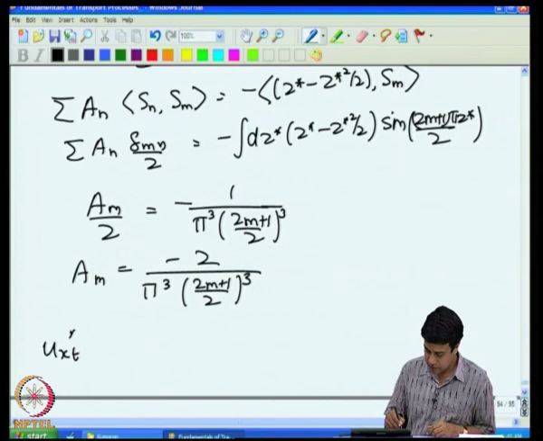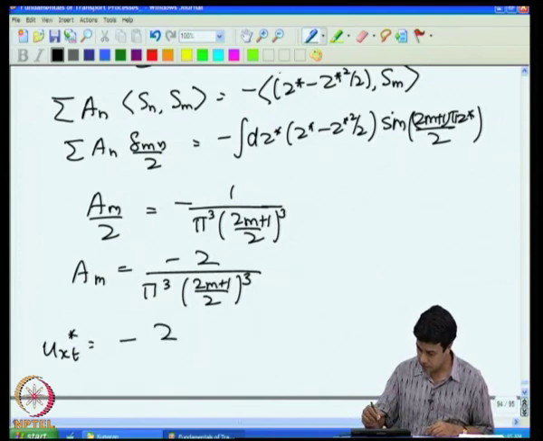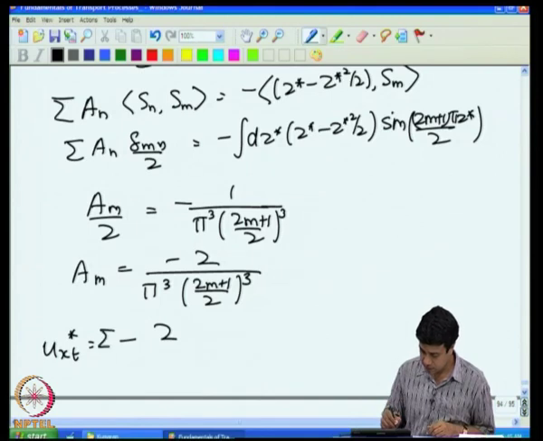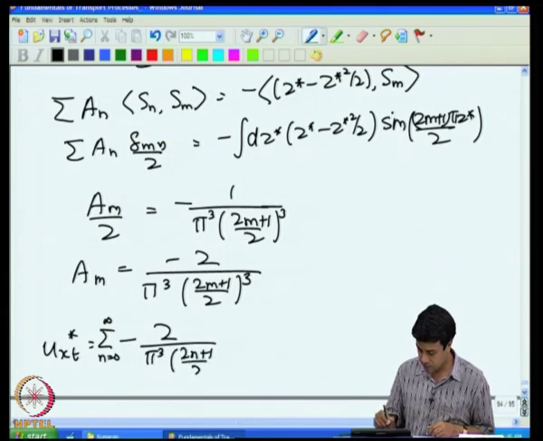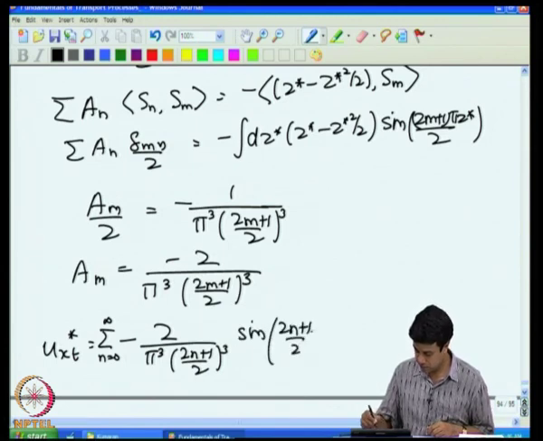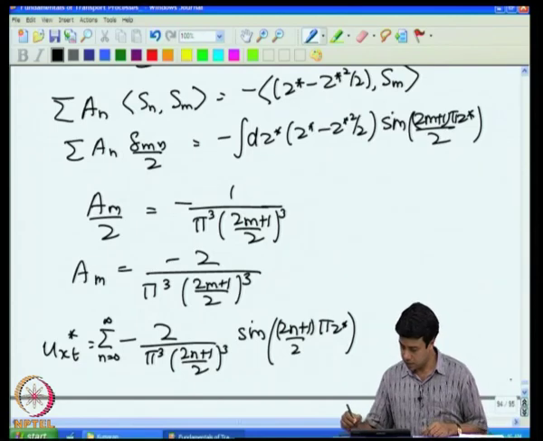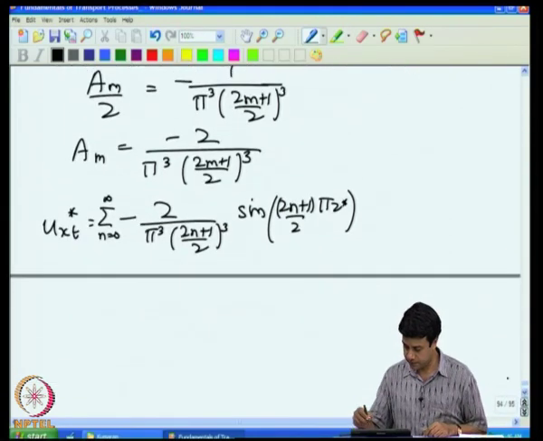u x transient is equal to minus summation n equal to 0 to infinity of minus 2 by pi cubed, sine, into the exponential part.